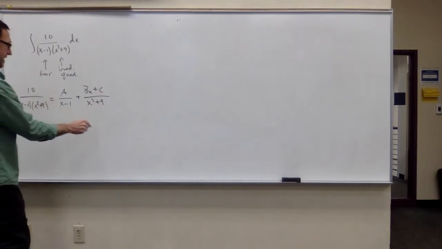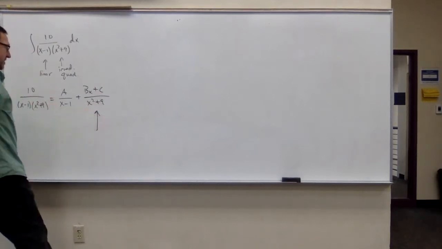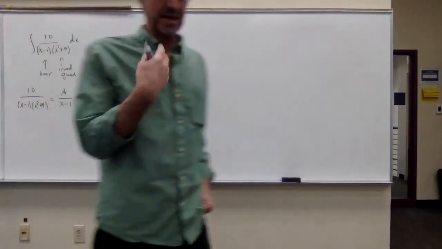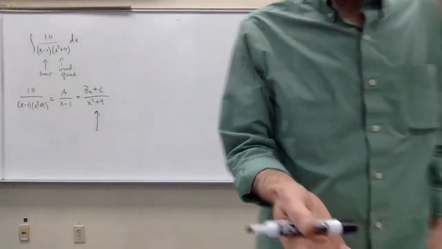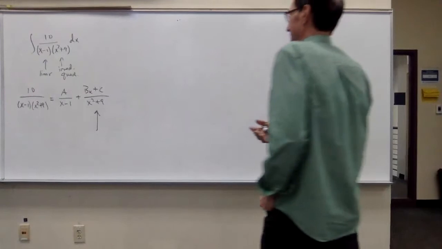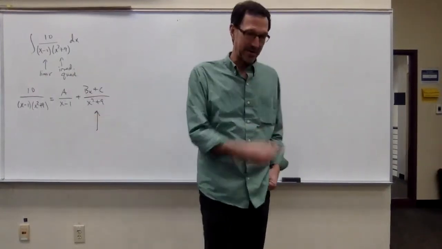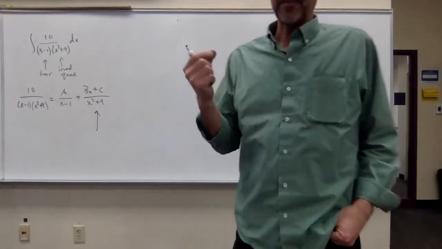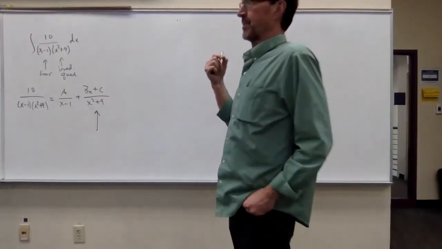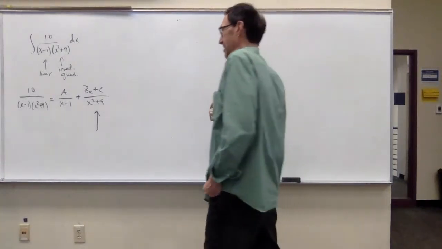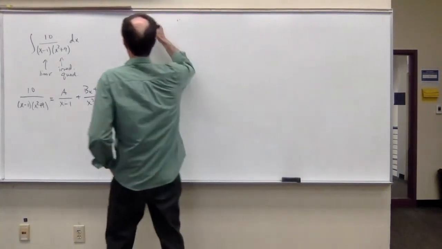Okay, so this is case 3. It's how we deal with the irreducible. Hopefully, it's obvious that x squared plus 9 is irreducible. So that's our pattern. Now what we're going to do is equate numerators to solve for A, B, and C. So the numerator on the left is 10.